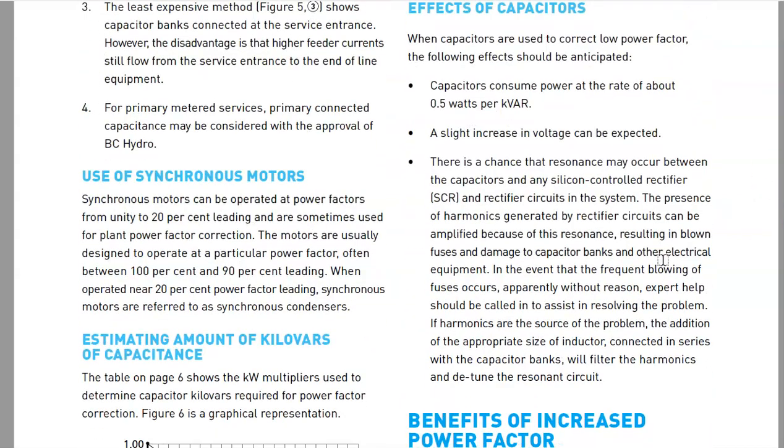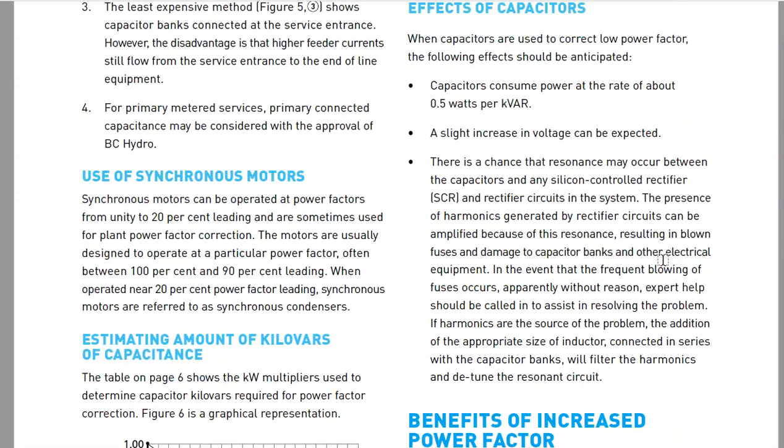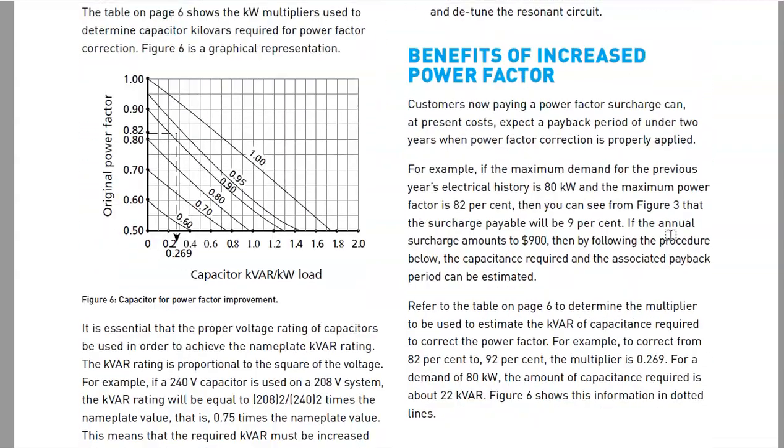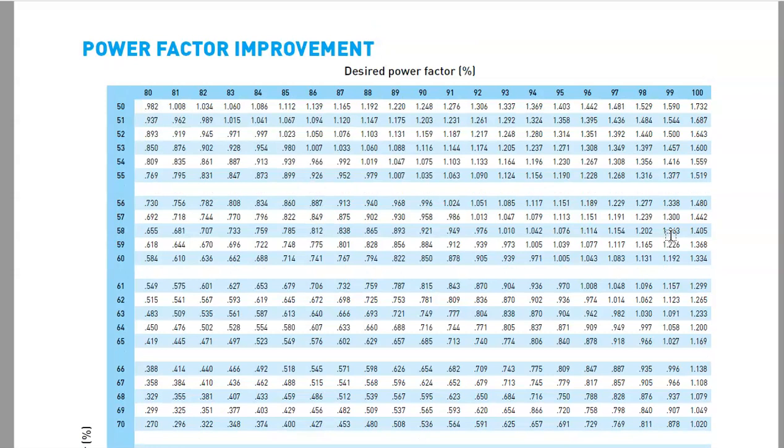After that, they go into a bunch of stuff on methods of correction. We're going to take a look at all of that. Synchronous motors, which is something you're going to learn about in third year, also referred to as synchronous power factors. And then they talk about some benefits and things like that.